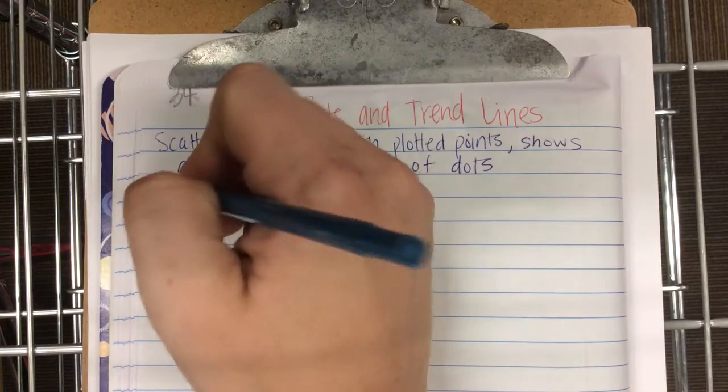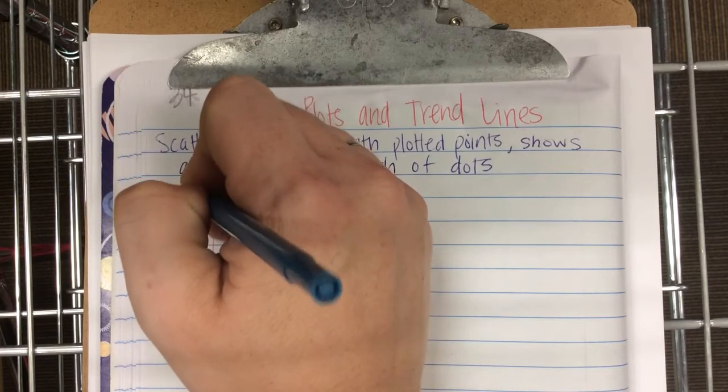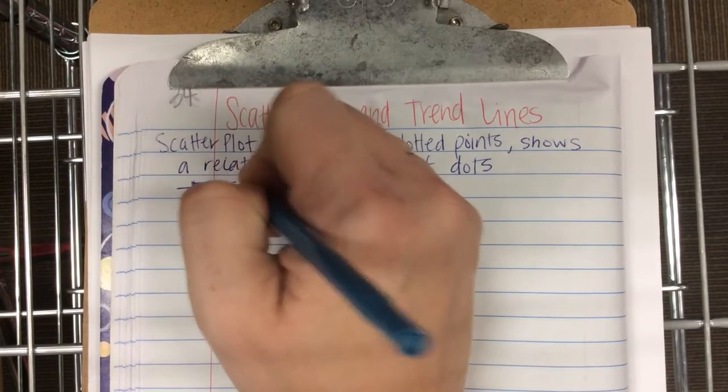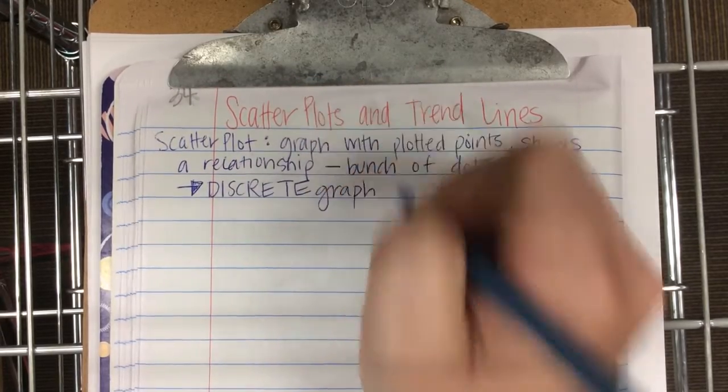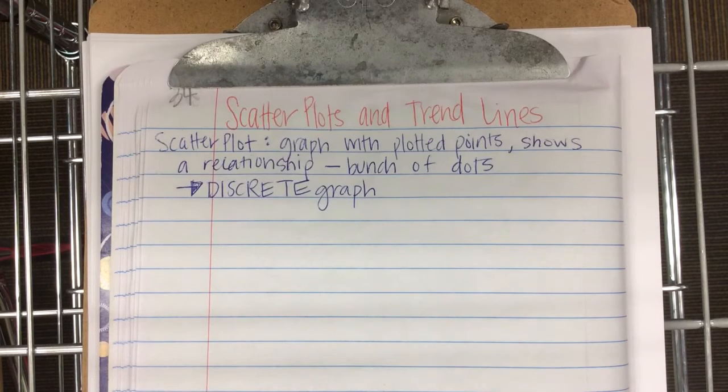If you think back to the beginning of the school year, this is a discrete graph. Linear plots are continuous. A discrete graph is a bunch of dots. We talked about discrete graphs. An example of a discrete graph is graphing the number of dogs you walked. If you're a professional dog walker, you could not have walked 2.5 dogs. That doesn't work.